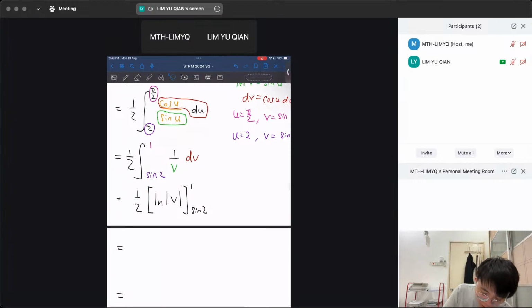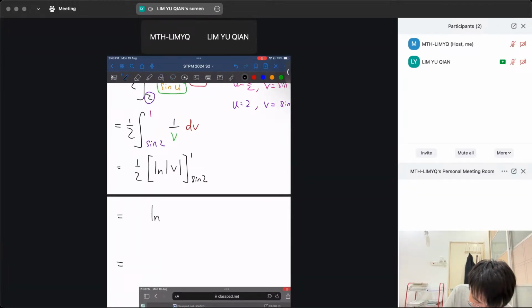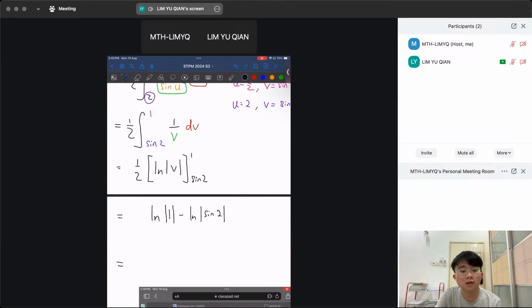Okay, so ln 1 minus ln sine 2, with the modulus. Must have the modulus. Why? Because sine 2 is okay, ln is still okay. That's okay.